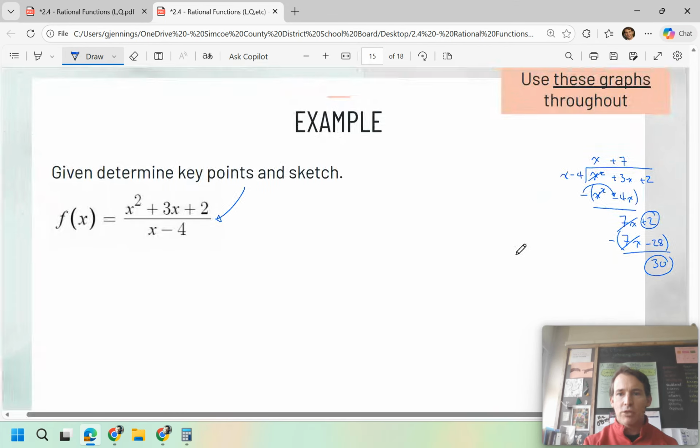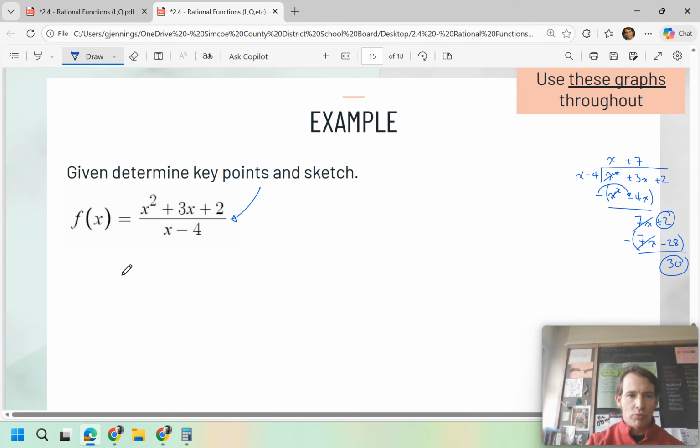Now, armed with that knowledge, I could rewrite f of x as a totally equivalent algebraic thing: x plus 7 plus 30 over x minus 4. These are absolutely algebraically equivalent. There's no difference. There's no holes that are created or denied or whatever. I can see from this a lot easier what's going on. I can just sub into that and solve much easier.